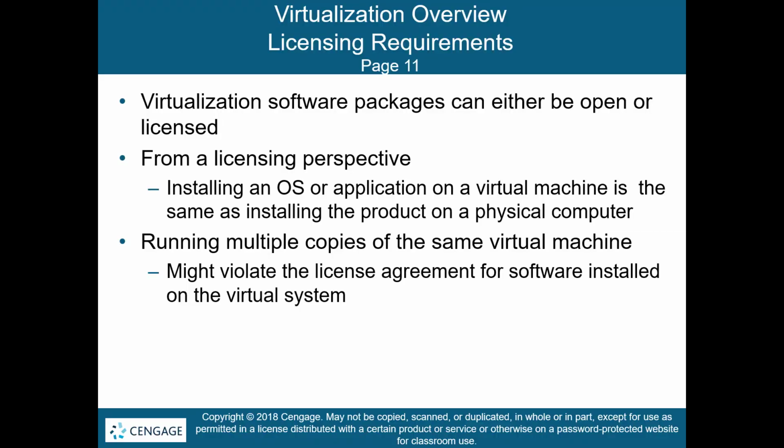And last but not least, we have licensing requirements on page 11. There are two major components for licensing. One is the hypervisor itself, and the other is the guest operating systems. There are different types of hypervisors that we've mentioned. Open source hypervisors like Oracle VM would not require any licenses. Other products like VMware Workstation Pro requires you to get a license for the hypervisor.